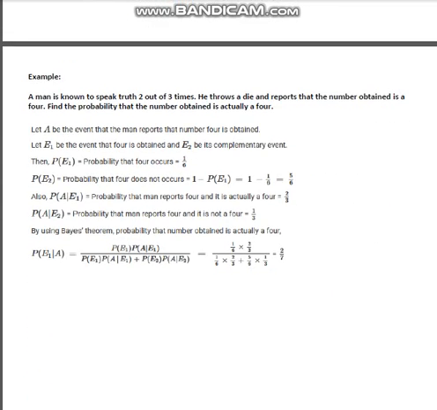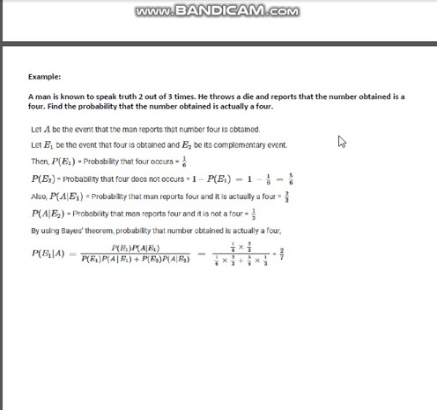So now let us use this Bayes rule that we have derived in an example, so it will be more clear. Suppose that there is a man that speaks truth 2 out of 3 times. So this will be our posterior, as it is known from the previous events. Now this man throws a die, and the number obtained on the die is basically 4.